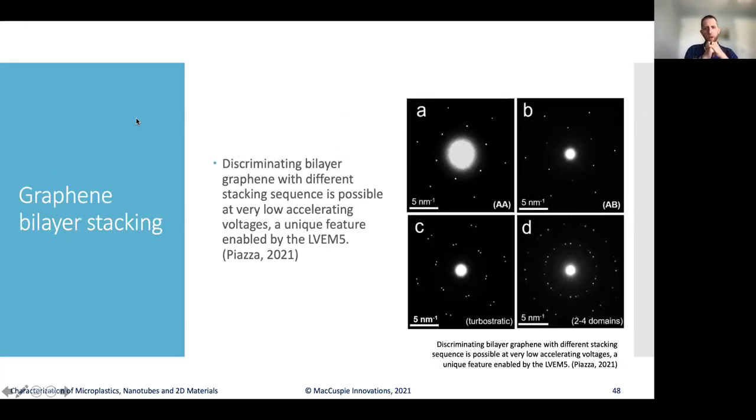And so in this particular example from the Piazza group this year, they were able to discriminate bilayer graphene with different stacking sequences using a very low accelerating voltage. Again, this unique feature is enabled by the LVEM5, and you can see with the selected area electron diffraction images, they're able to understand an AA versus an AB bilayer stacking structure, and also begin to understand information about multiple domains in the stacking structures.